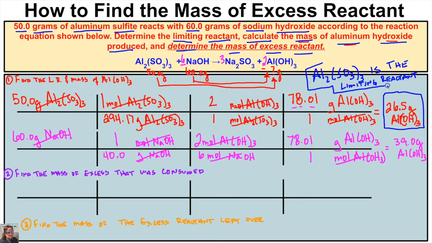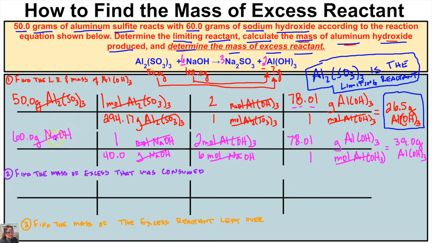So we just got done answering the first two parts of this question right here. The limiting reactant is our aluminum sulfite, and 26.5 grams of aluminum hydroxide will be produced, no more than that. So in the second part here, it says to find the mass of the excess that was consumed. So if this is the limiting reactant right here, then that's going to make this stuff the excess reactant. And what we need to do is find the mass of the excess reactant that was consumed.